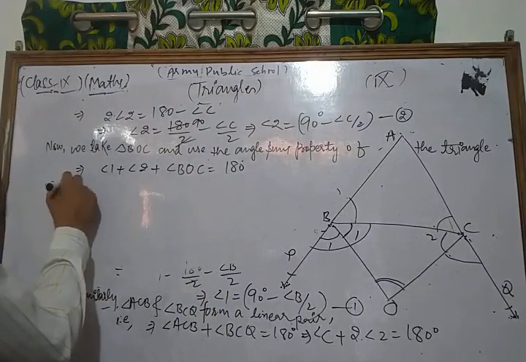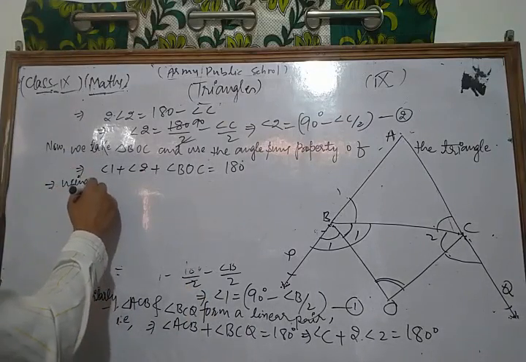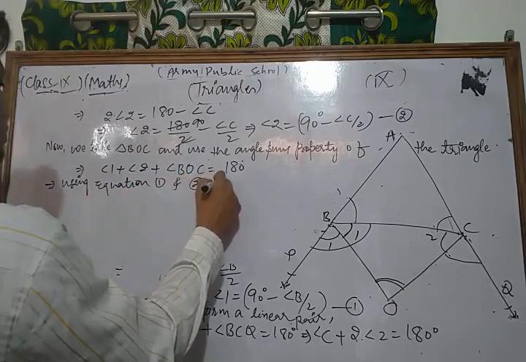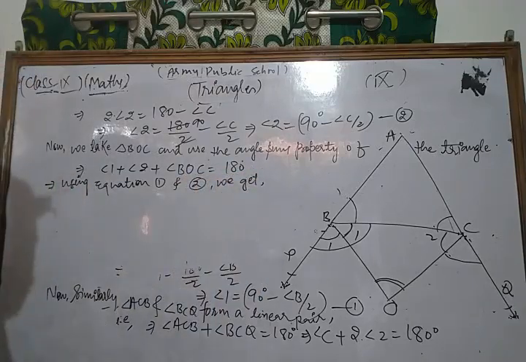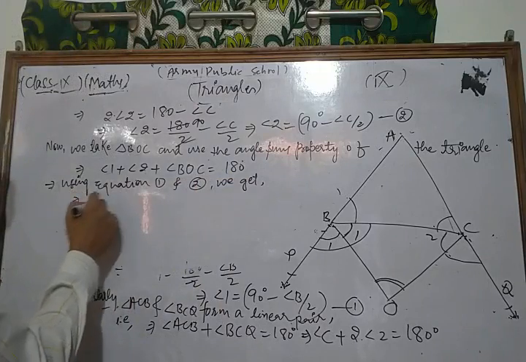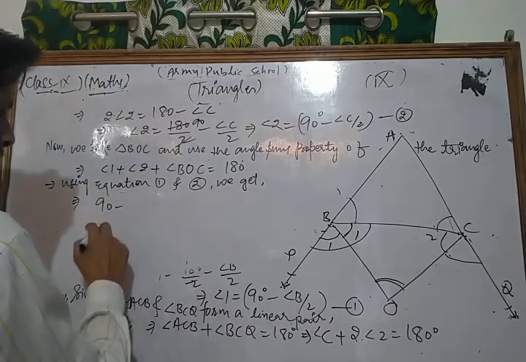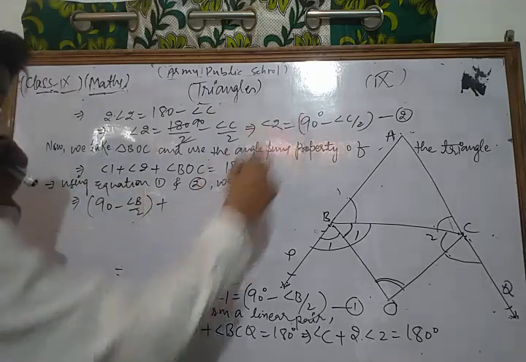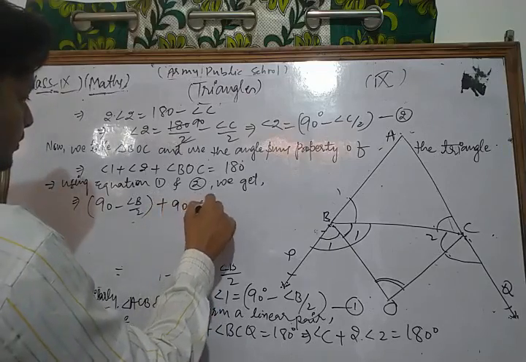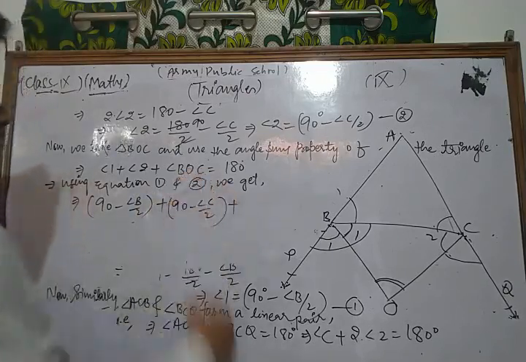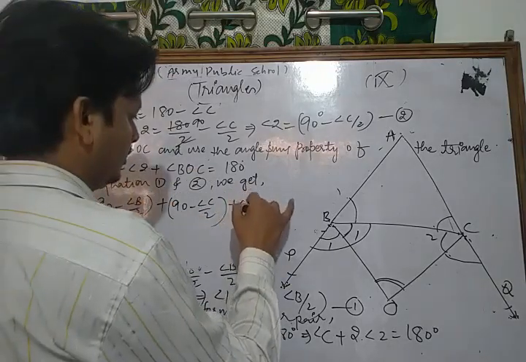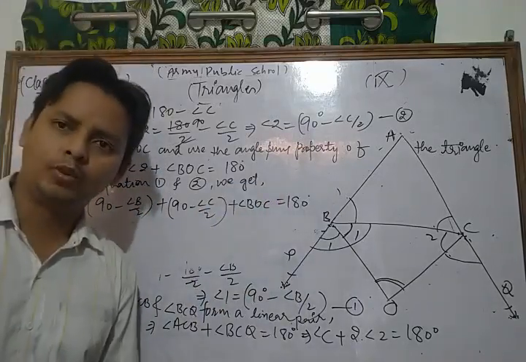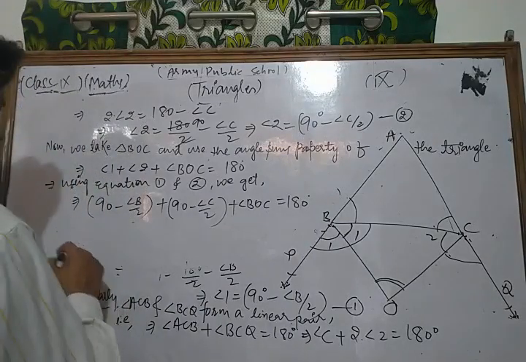Using equations 1 and 2, we get angle 1, which is 90 degrees minus half of angle B, plus angle 2, which is 90 degrees minus half of angle C, plus angle BOC as it is, is equal to 180 degrees. Now from there we simplify them.